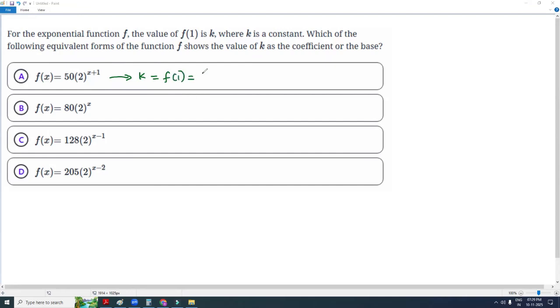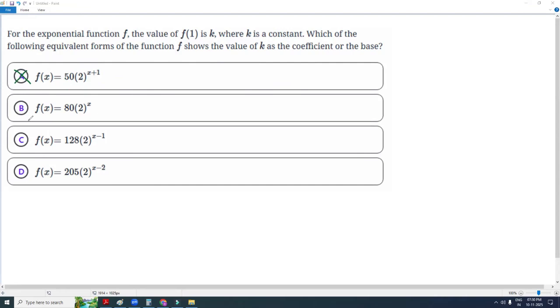Then we have 50 times 2 to the power of, so let's plug in 1 for x over here. Then we get 1 positive 1, which is equal to 50 times 2 to the second power, which is 4, and 50 times 4 is 200. Here I got the value of k for the function f of x in answer choice A. But the function f of x over here does not show this value 200 as the coefficient or base over here. So we can reject answer choice A.